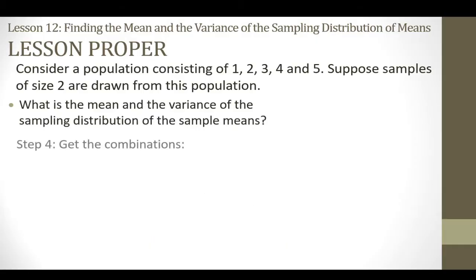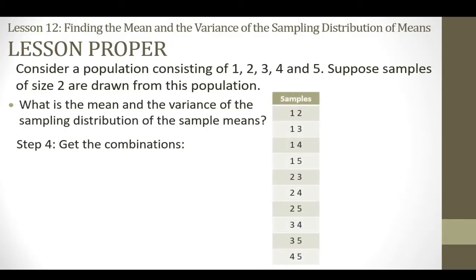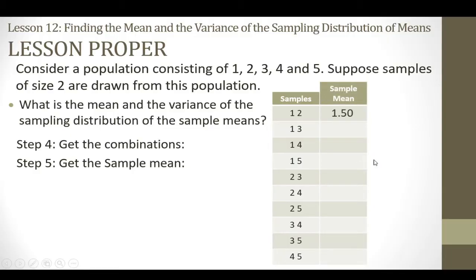Next, we get the combinations. Okay. So, ano-ano yung mga combination? Ayan, yung mga combinations, 10 daw. So, we have 10: 1,2; 1,3; 1,4; 1,5; 2,3; 2,4; 2,5; 3,4; 3,5; and 4,5. Next, we get the sample mean. So, i-divide natin per sample, i-divide natin sa 2. For the sample means, we get 1.5. Dito naman, 2. The next, 2.5.